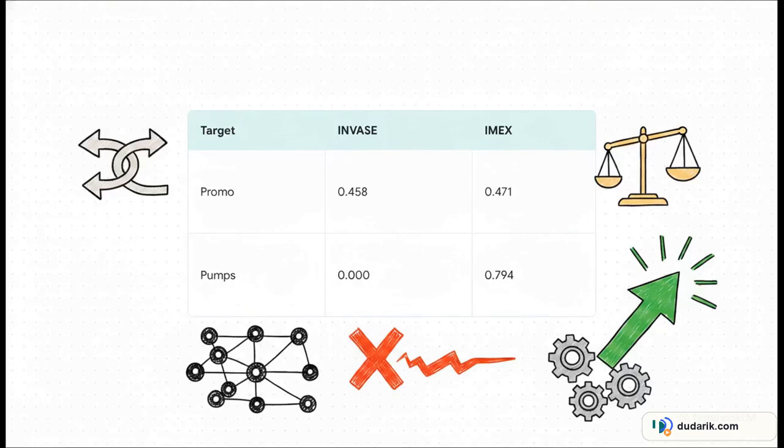Check out the stark contrast in these F1 scores. Remember, F1 measures the ability to correctly identify the truly relevant features. For the basic correlations in the purchase and store data, InVase and IMEX are pretty neck and neck. But look at the gas station dataset, specifically predicting the number of pumps. InVase completely whiffs it, I mean, an F1 score of straight 0.000. It entirely misses the indirect conditional dependencies. Meanwhile, IMEX's PCS metric absolutely dominates with a 0.794. It successfully recovered the true underlying structure.